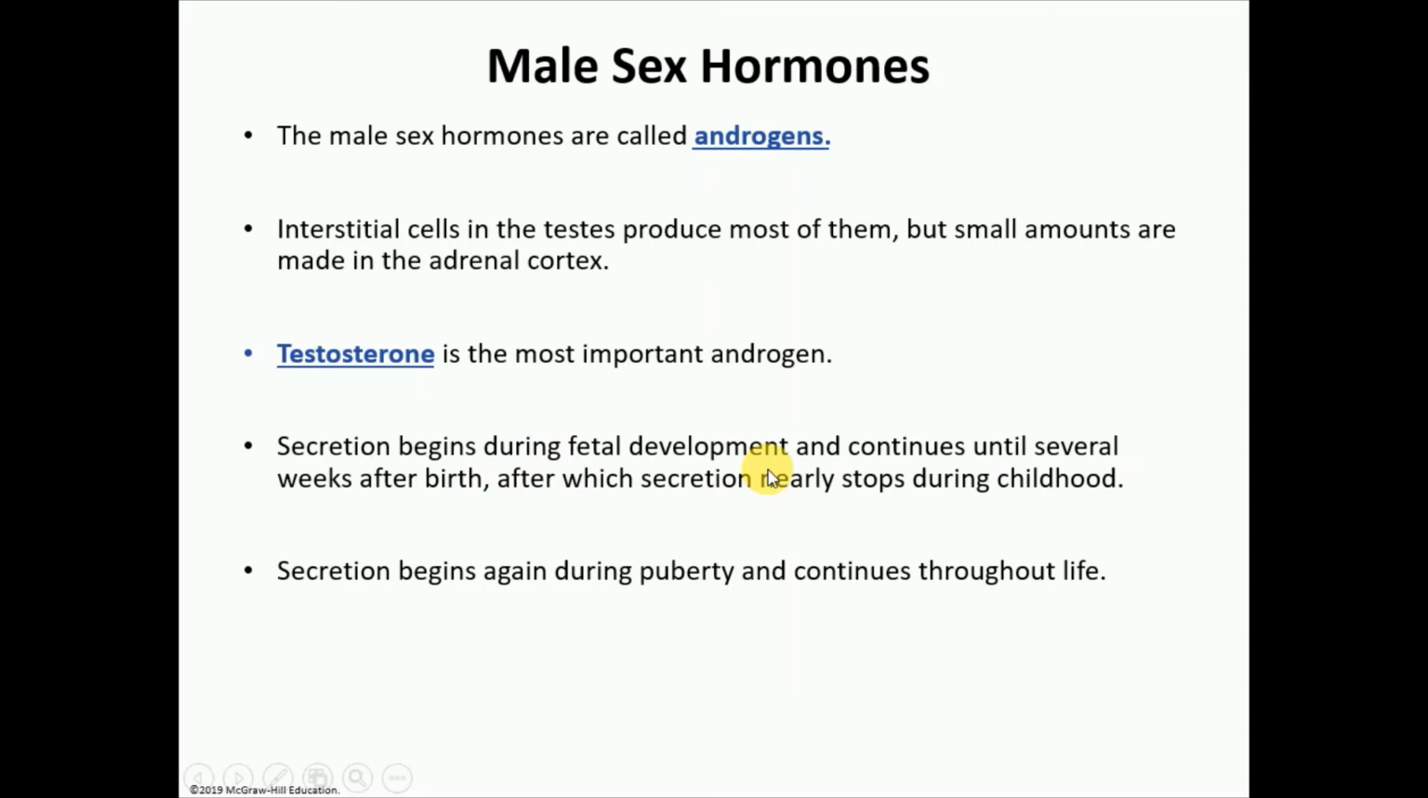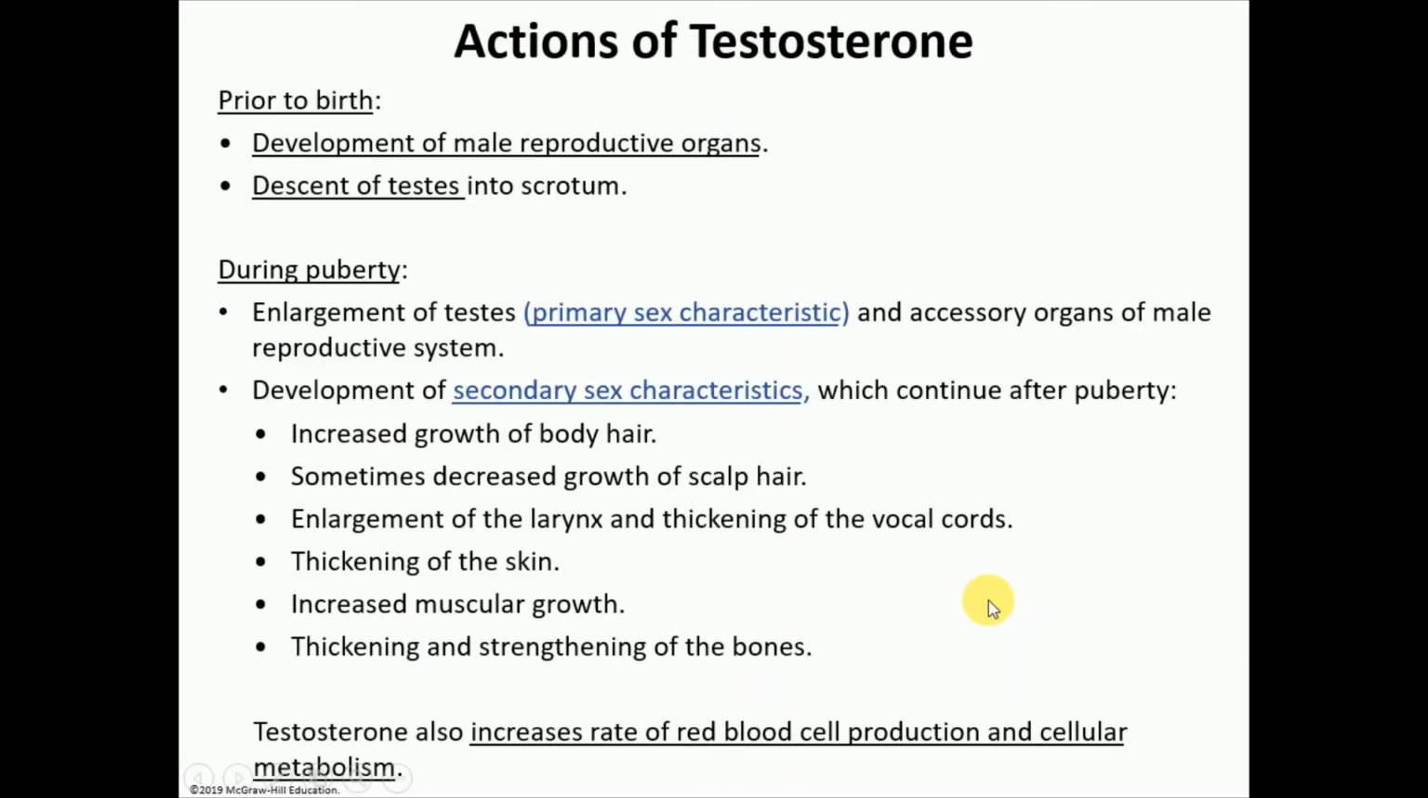So in utero, we mentioned that during the last 2 months of pregnancy, the baby testis is going to produce some testosterone, and that helps with the descent of the testis. And then secretion is going to stop after delivery and then throughout childhood and so on. And things are not going to kick in again until puberty, and then it continues throughout life.